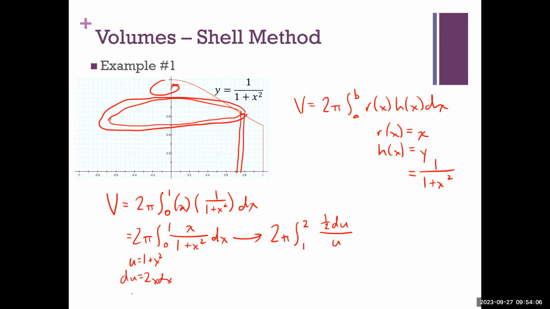So if I solve this, if I divide both sides by 2, then I get du over 2 equals x dx. But then if we do that, we can pull out the half, right? So then this becomes pi times the integral of du over u. I promise that integral is a lot simpler than the thing that would have come up from the disk method.